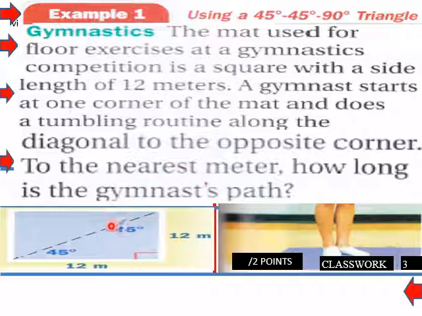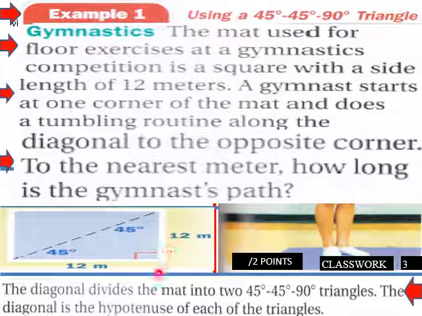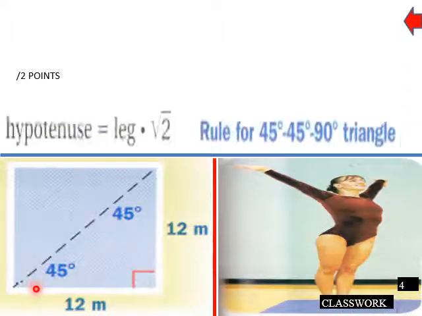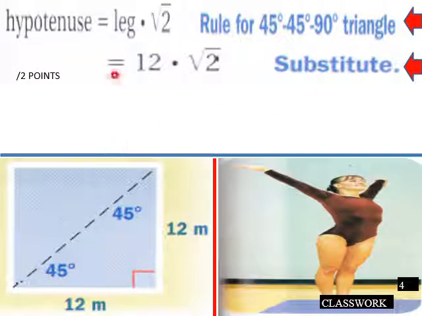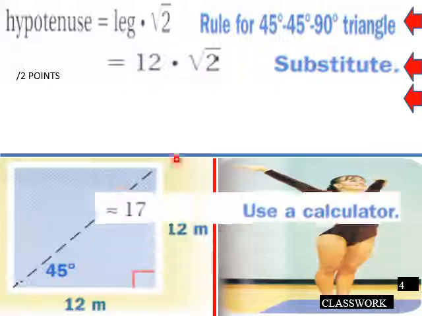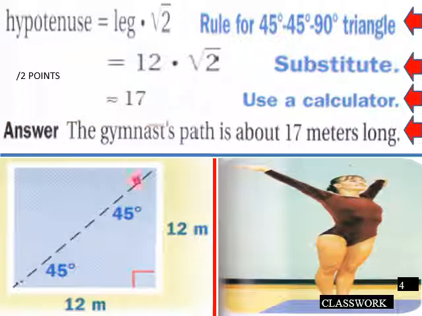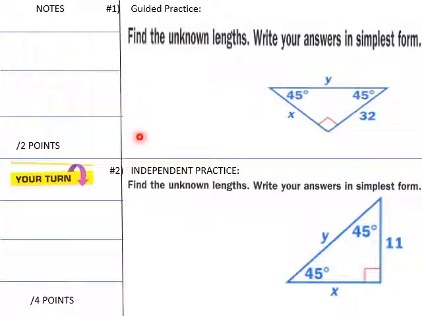So evidently this is the gymnast's path. Here will be the hypotenuse of this triangle. In a 45, 45, 90, the diagonal is the hypotenuse. So we have to figure this distance to find a solution to this problem. Hypotenuse equals leg times radical 2. In this case, 12 times radical 2 would be this distance. By using a calculator, it's approximately 17. So the gymnast's path would be about 17 meters long.